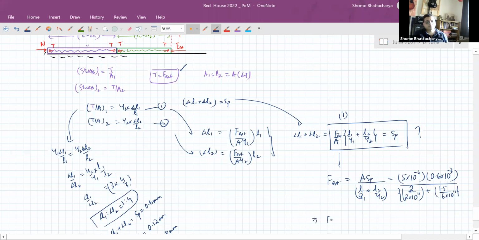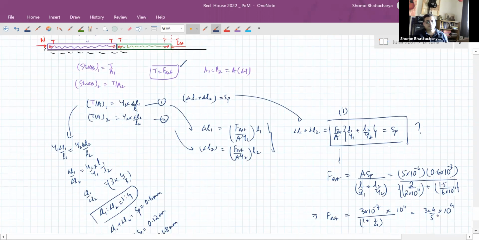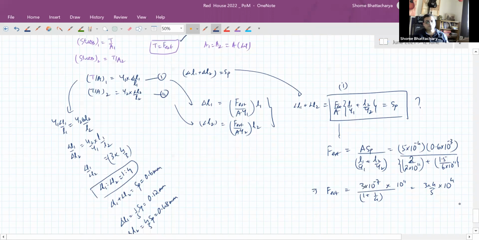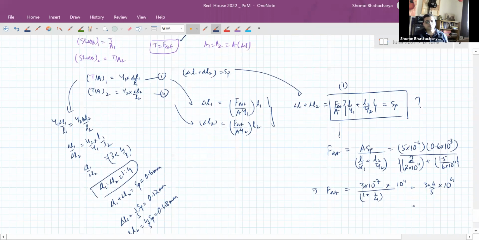So we can see that for the external force, take 3 into 10 raised power minus 7 into this 10 raised by 11 can come to the numerator. We have 1 by 4. 3 into 4 by 5 into 10 raised power 4 newtons. So 12 by 5 or 2.4 into 10 raised power 4 newtons. This is the amount of external force we are going to apply.